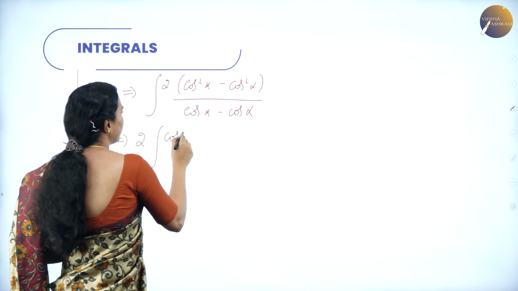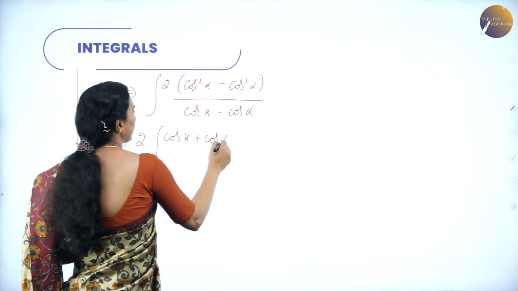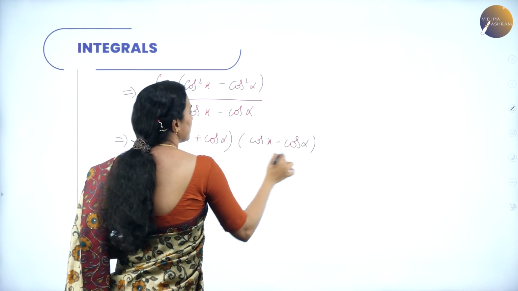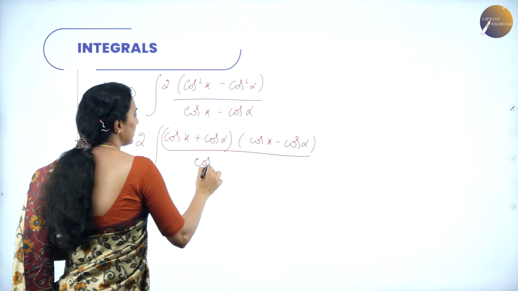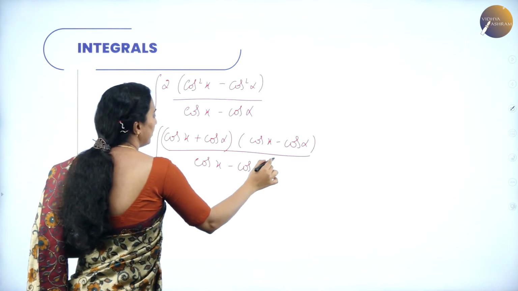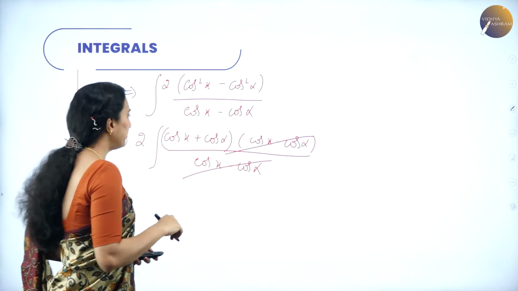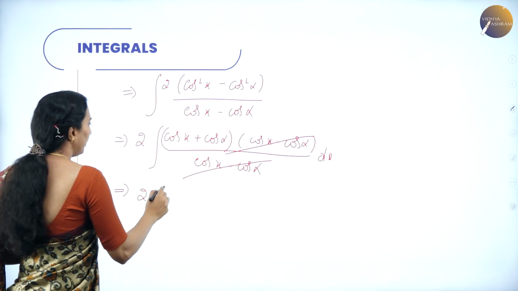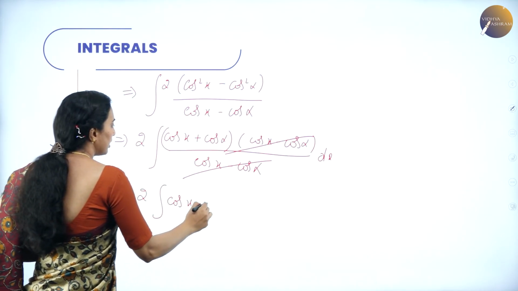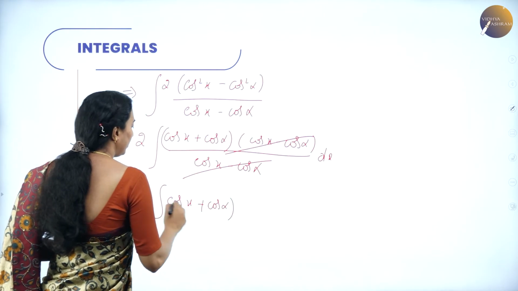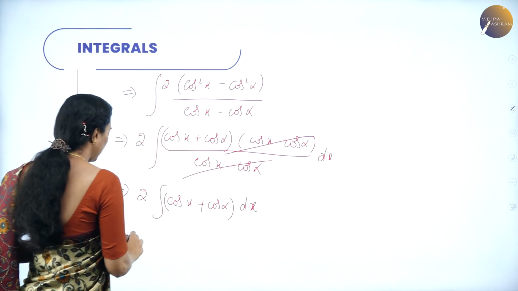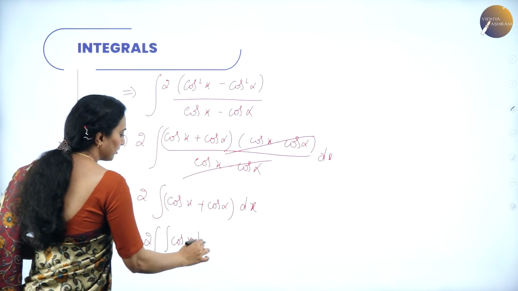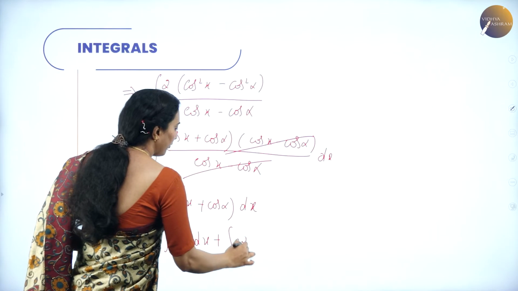So (a plus b) into (a minus b), (cos x minus cos alpha) divided by (cos x minus cos alpha). Now this 2 will get cancelled. Remaining is, into dx, which implies 2 into integral of (cos x plus cos alpha) into dx. Now separating this integral, 2 into integral of cos x into dx plus integral of cos alpha into dx.